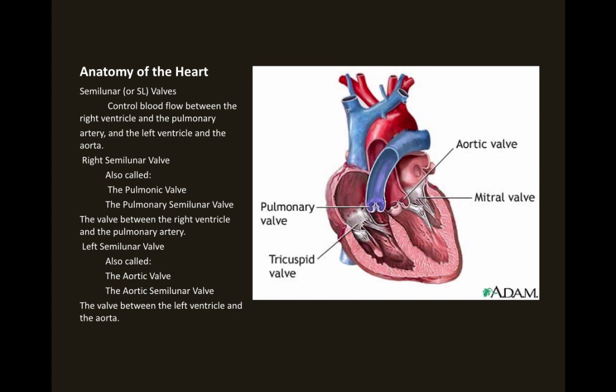Some more anatomy of the heart, right? You've got the semilunar valves: the right semilunar valve and the left semilunar valve. The right one is also called the pulmonic valve, or the pulmonary semilunar valve, and it's between the right ventricle and the pulmonary artery. The left one, between the left ventricle and the aorta, is the left semilunar valve, or the aortic valve, right? It's easier to remember as the aortic valve, the one that separates the left ventricle from the aorta.